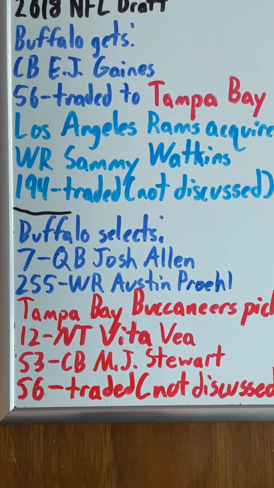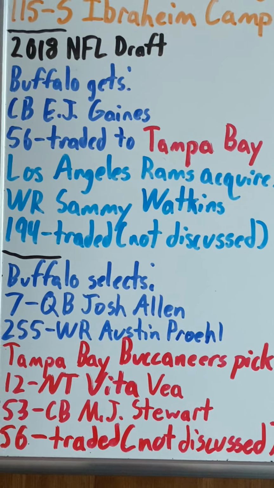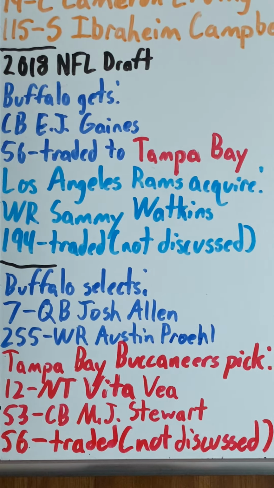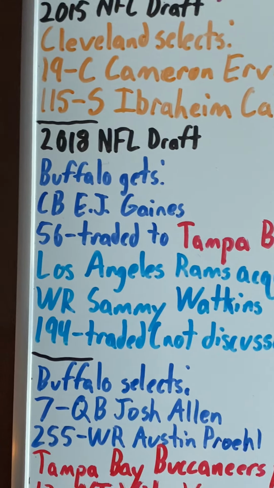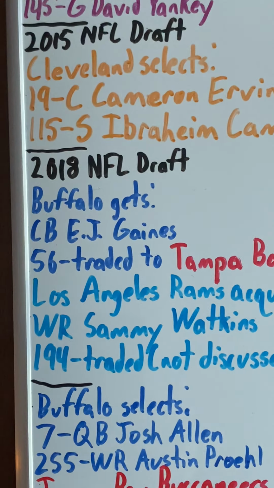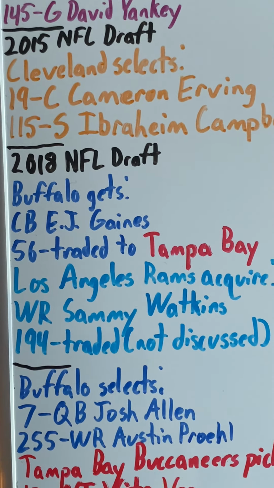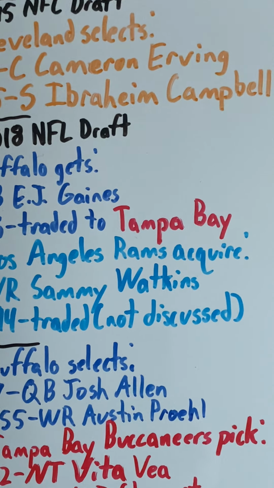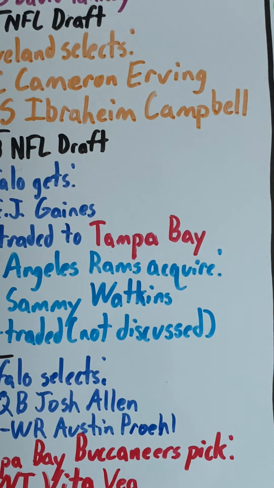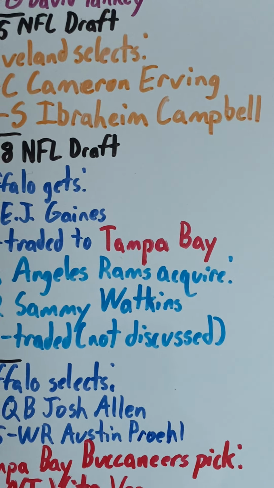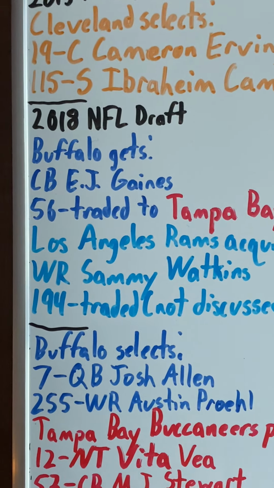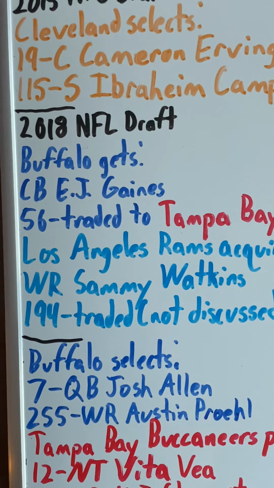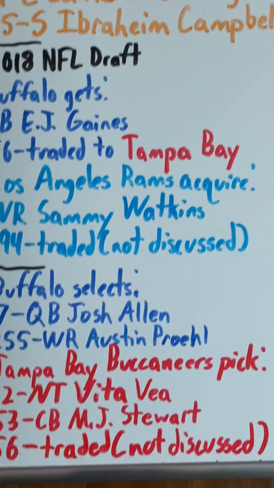Now, normally I would jump back and discuss the Browns. We're just going to knock out the Rams and the Buccaneers here. So the Rams with Sammy Watkins, he was a good player for a single season before he would walk. The Bills had declined his 5th-year option, so the Rams knew they were getting a 1-year rental player in him unless they signed him to an extension. And 194 ends up getting traded, so it does not get discussed today. And then we have the Buccaneers.